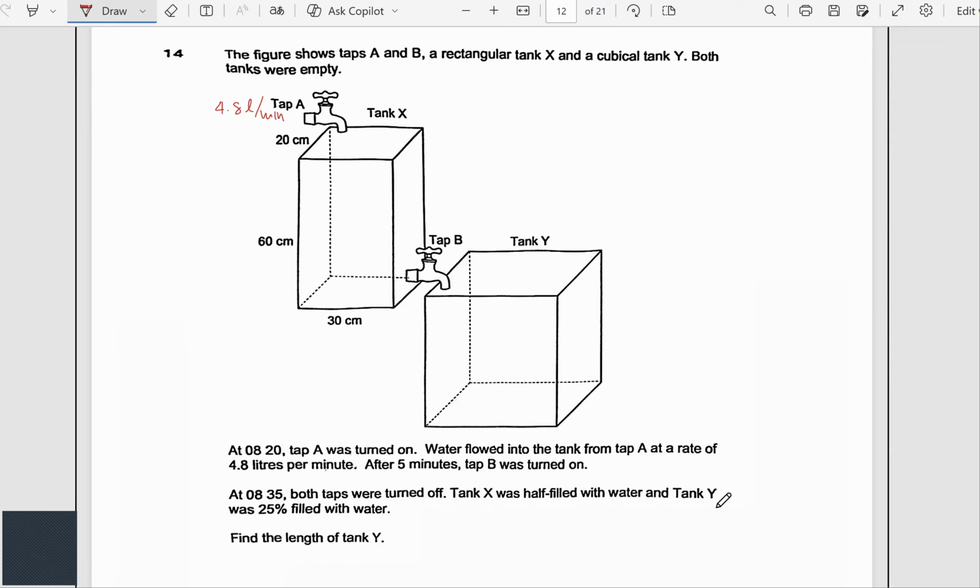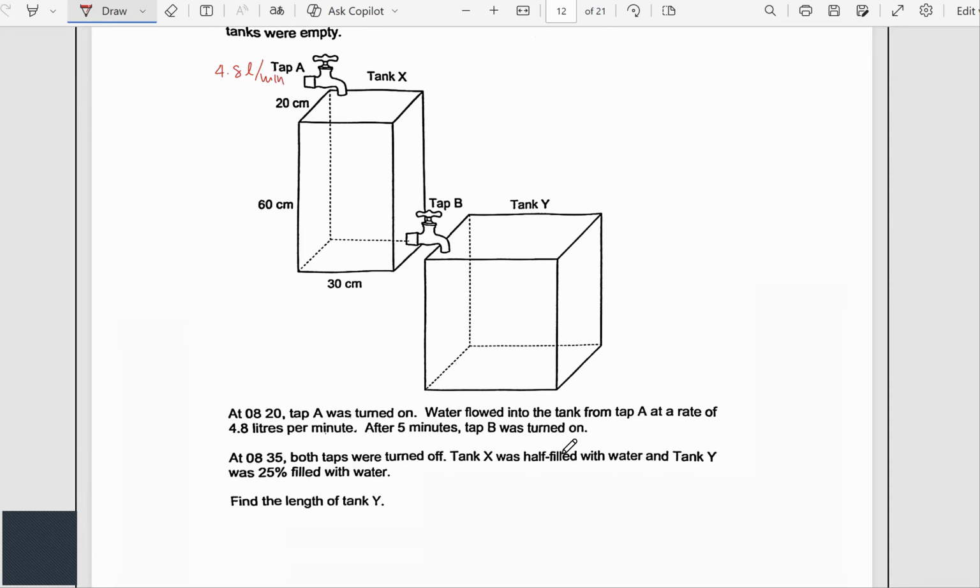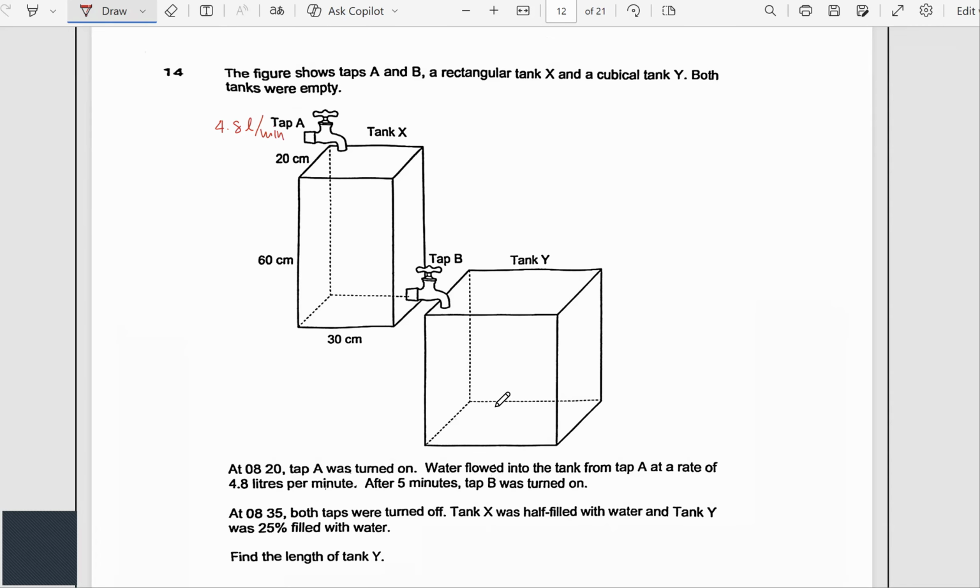X was half filled with water. Tank Y was 25% filled. Find the length of tank Y. Y is a cubical tank. Okay, cubical tank.